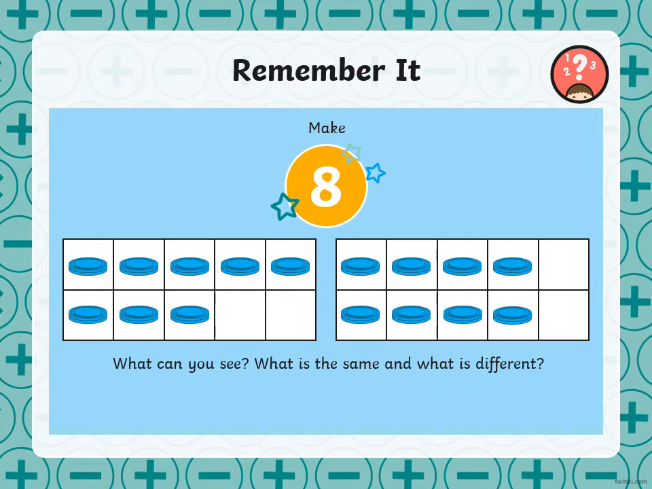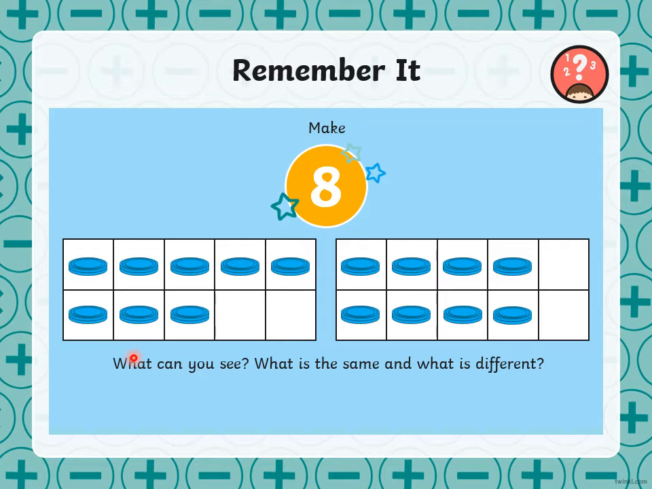All right, what can we see? So first, we can see in the first 10 frame that it's got 5 up the top in the top row and 3. So we know 5 and 3 makes 8. We can also see 6. So we've got 6 here and then we've got 2. So 2 and 6 make 8. We can count it by twos, 2, 4, 6, 8.